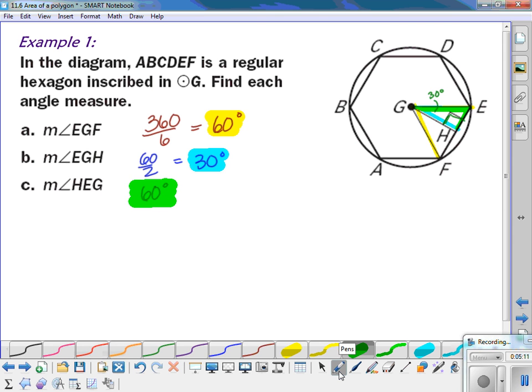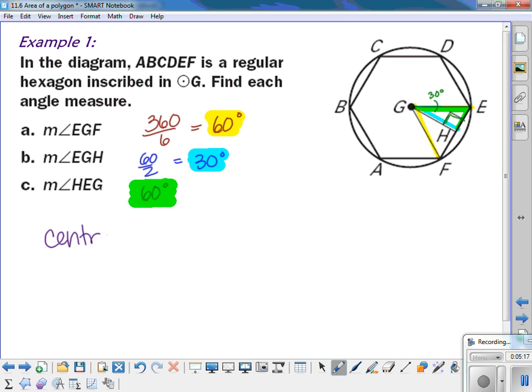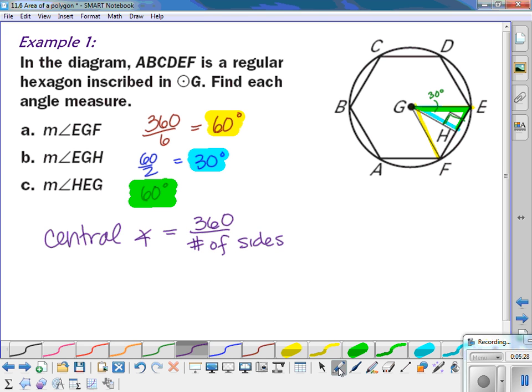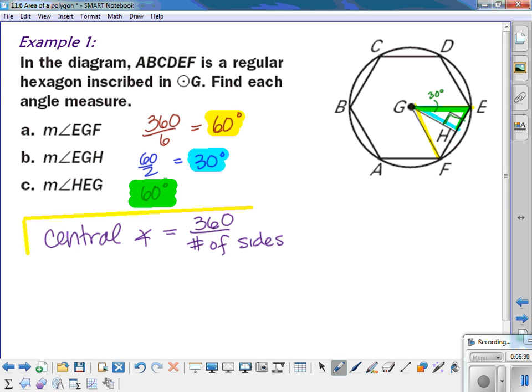So again, if you want to figure out the central angle, it's just going to equal 360 divided by the number of sides. Okay, so you want to remember that. Central angle is equal to 360 divided by the number of sides.